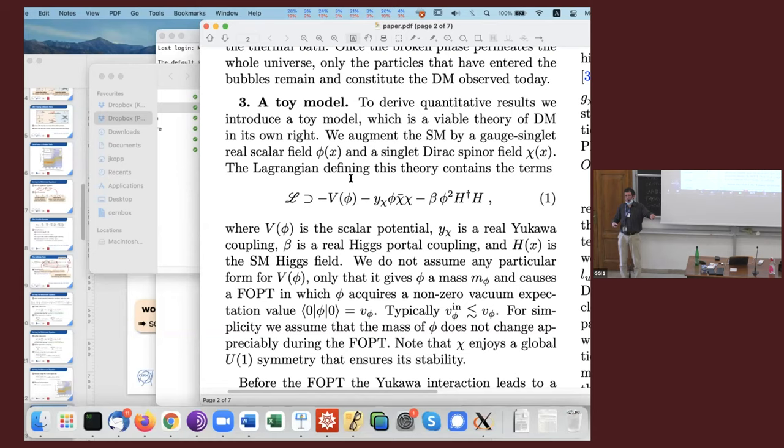And therefore, the mechanism essentially only works if the phase transition temperature is well above the electroweak phase transition. And that means that the thermal corrections to the standard model Higgs are large.